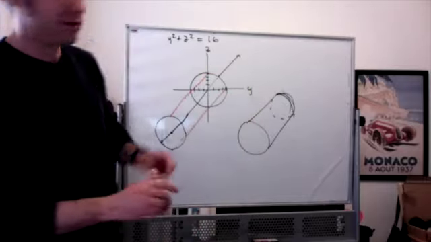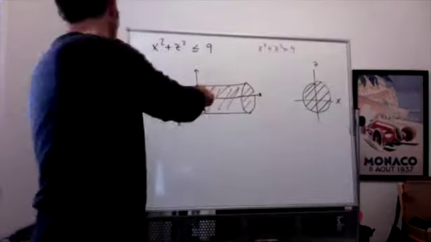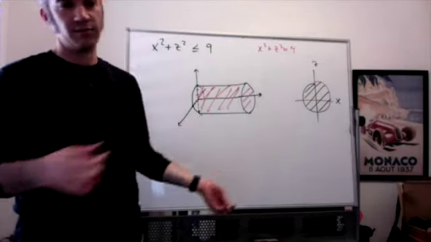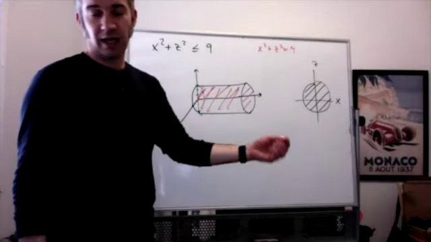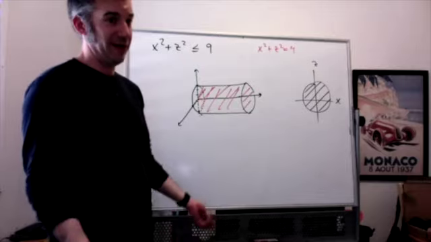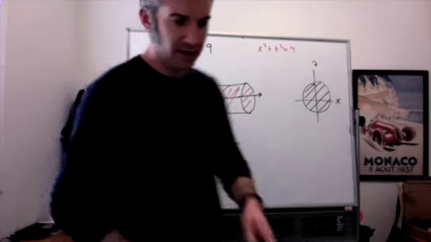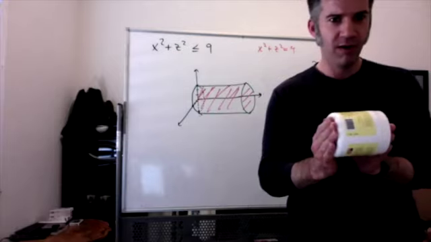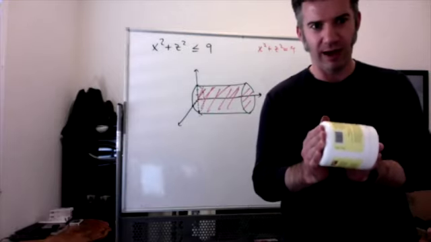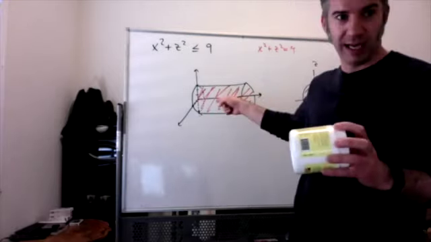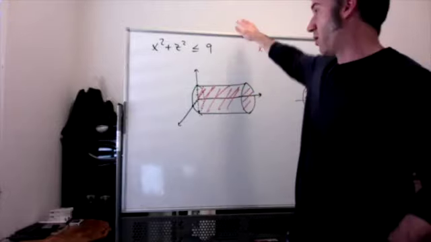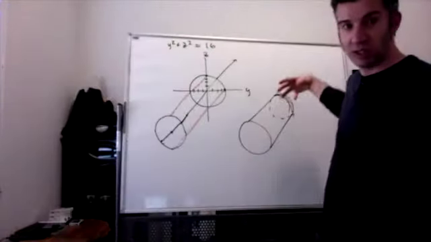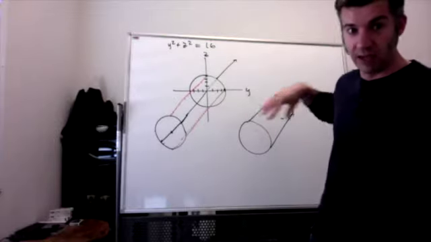Whereas this equation would be like a solid cylinder, which I don't have a good example of. I guess it would be like this jar of balm, which is full of stuff, right? That's what we're getting here. We get all the insides. Whereas this here is just the shell of the surface and none of the inside.